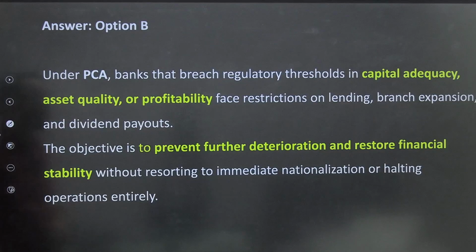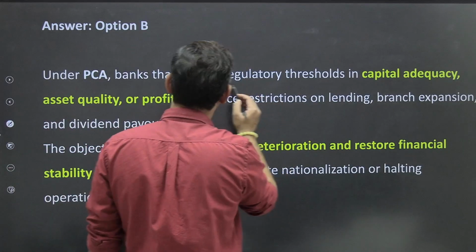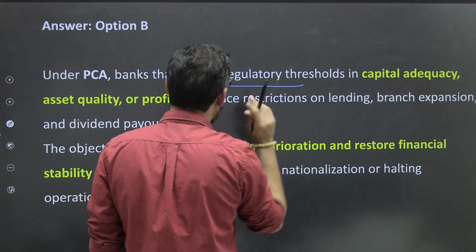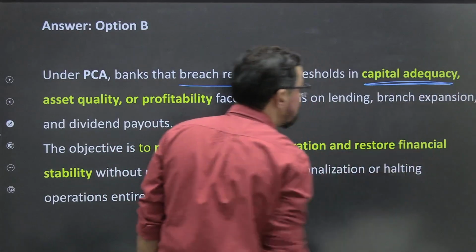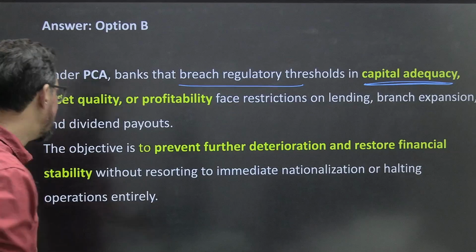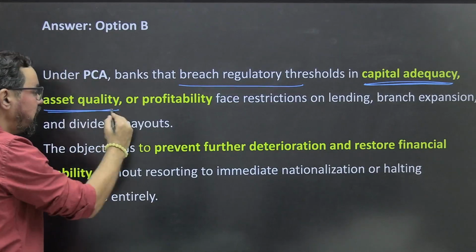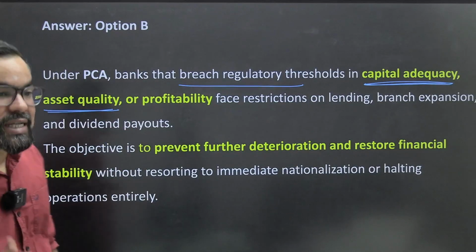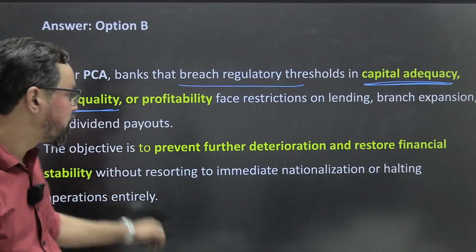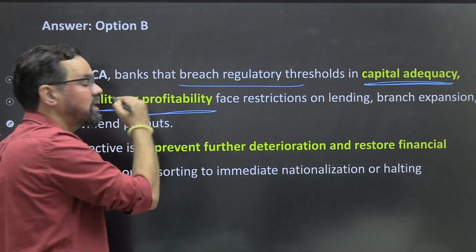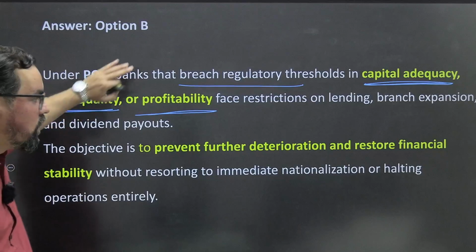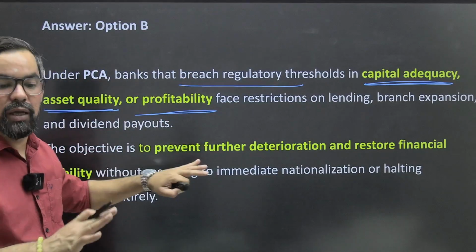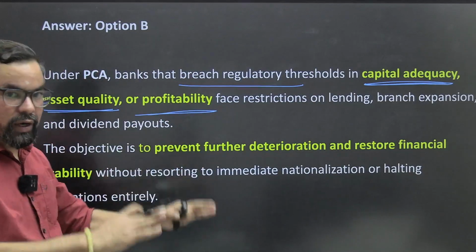Okay? So under PCA, banks that breach regulatory threshold of capital adequacy, okay? So your CRAR. Second, your asset quality. If your net non-performing asset is more than 3%, okay? And your profitability is less than 3%, okay? So these three parameters, because of which RBI used to impose some restrictions on them for a time being, okay?